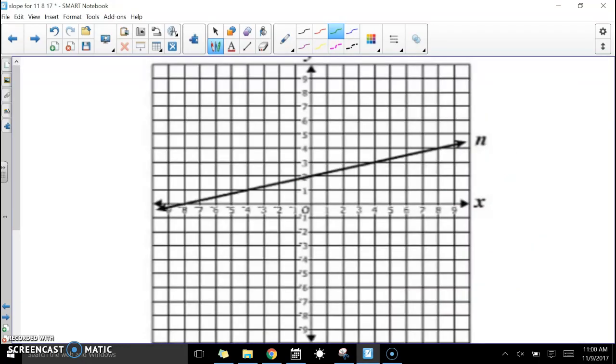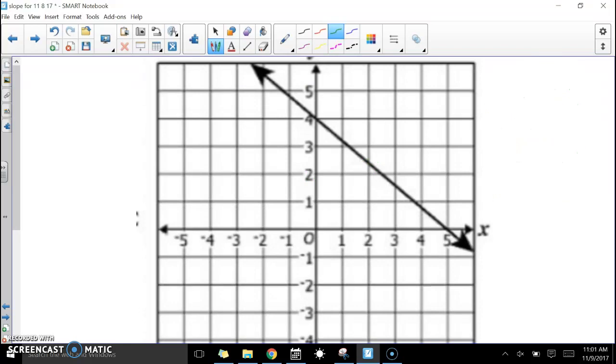Let's try this one. So I need to do my points. So 1 point is here. Okay. And the next point is here. I rise 1 and I go over 4. So I rise 1 and I go over 4, and the slope is positive. So it's positive 1 over 4.